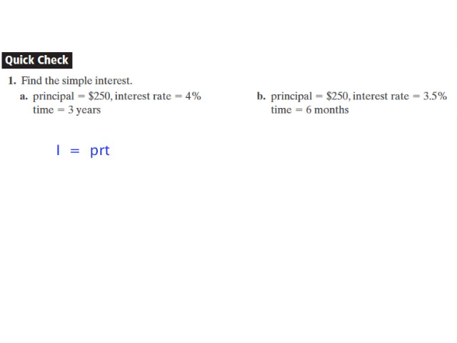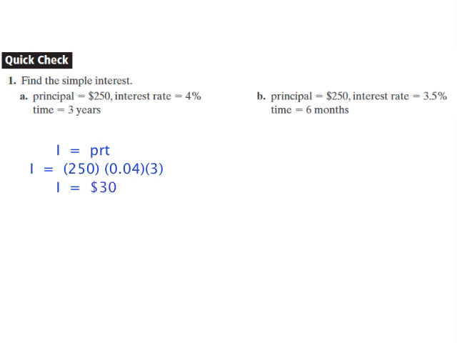For number 1A, start with the formula I equals PRT, then fill in what you know. The principal is $250, the interest rate is 4%, so 0.04, and the time was 3 years. So $250 times 0.04 times 3 is $30.